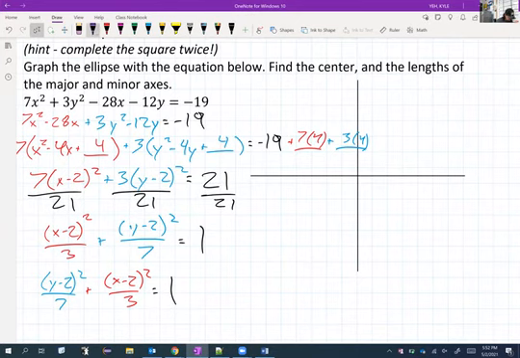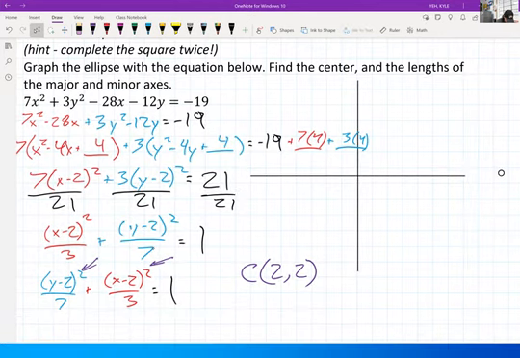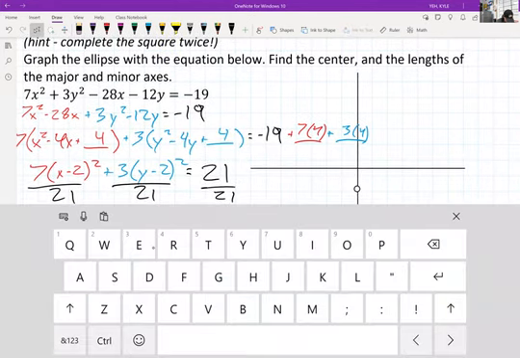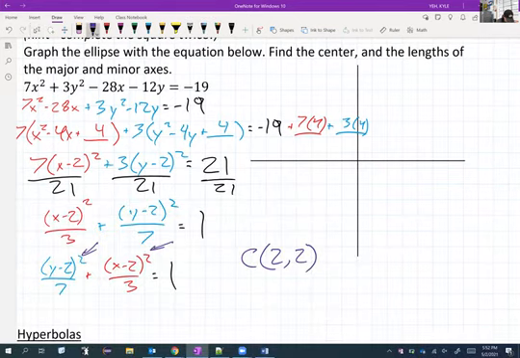I know that the center is 2, 2, because that's what makes this 0 the x and this 0 the y. So 2, 2, I'm gonna, oh, I might have messed up. I might not be able to move my coordinate plane easily. It looks like I won't. So I'm just gonna go 1, 2 for my center.